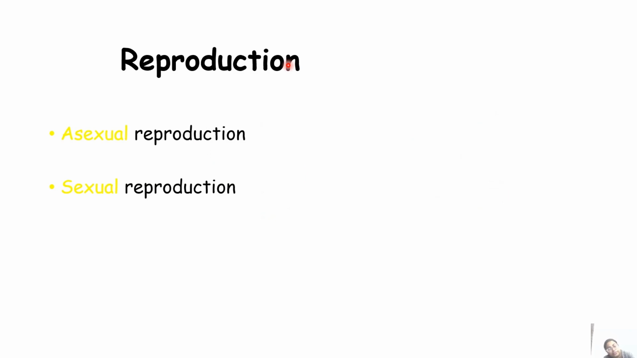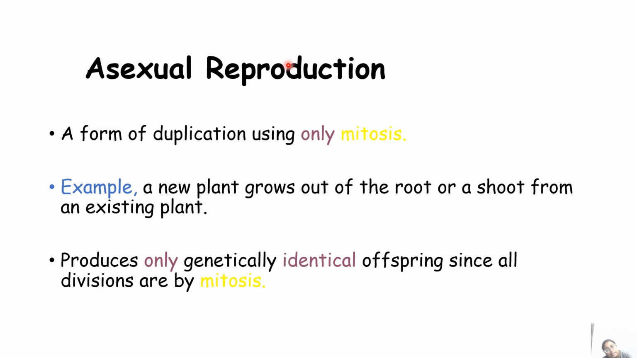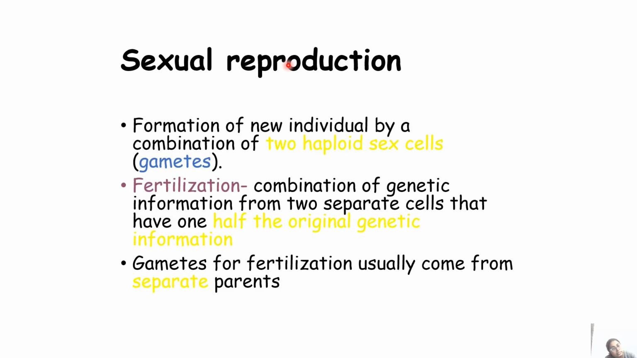So reproduction essentially can be of two types, asexual and sexual. Asexual reproduction is a form of duplication using only mitosis. Like a new plant grows out of the root or a shoot from an existing plant, and it produces only genetically identical offspring since all divisions are by mitosis.